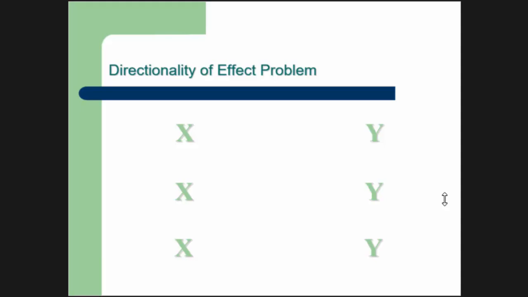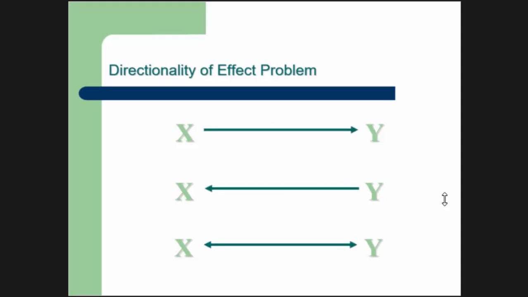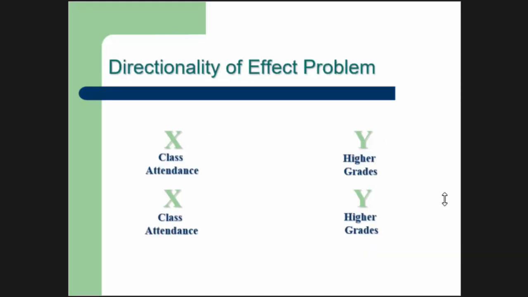Sometimes you're not sure what causes what. Is it X causes Y, or Y causes X, or they have an effect on each other? So you're never sure about the direction of the problem. For example, class attendance. Does class attendance lead to higher grades, or because you got higher grades you want to come to class?